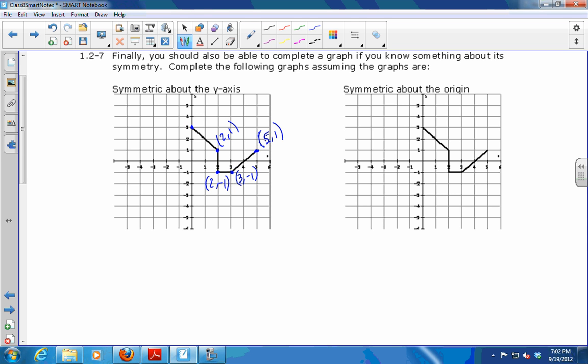So remember, for y-axis symmetry, the test was you can replace x with -x. That's how you reflect something over the y-axis. Instead of 2, 1, make it -2, 1. And instead of 2, -1, make it -2, -1. Just take the opposite of all the x values. So instead of 3, -1, we're going to do -3, -1. And instead of 5, 1, we'll do -5, 1. And then just connect the dots.